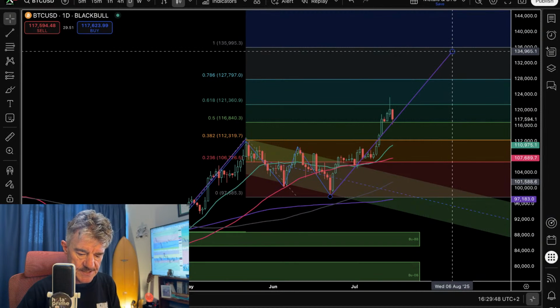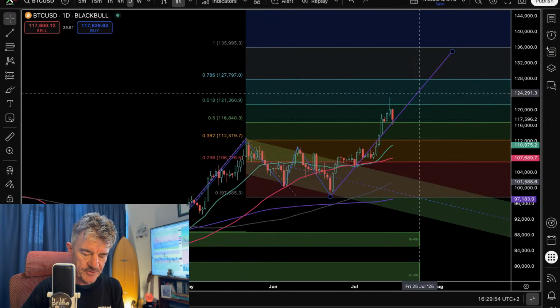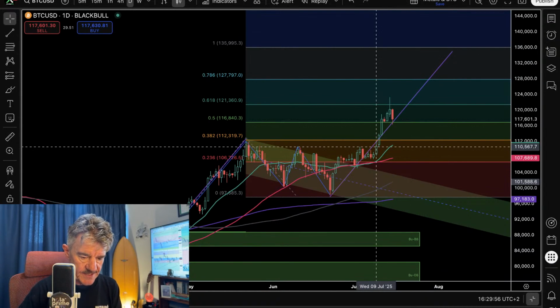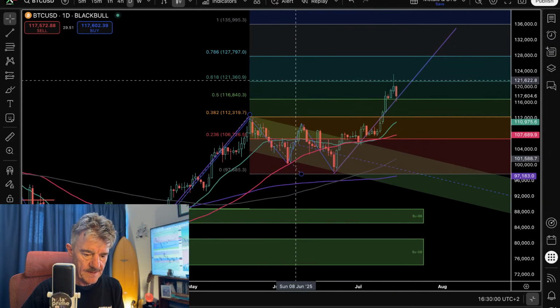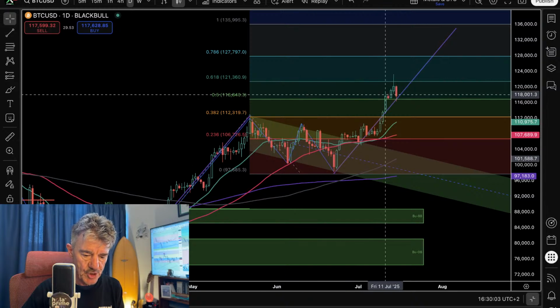So my projection is by the 6th of August, we should get to $135,000 on Bitcoin, and we're currently trading at 116. Look what happened yesterday. We had a big rejection off that 618 fib level and moved back down to this line.